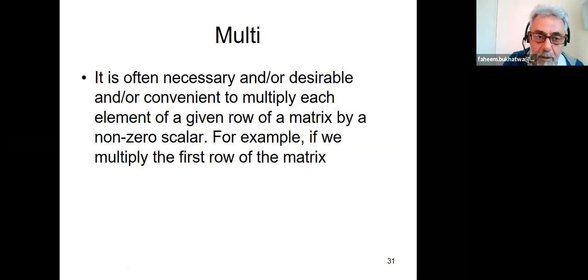Right. The other operation is called the multiply. It's often necessary, desirable, or convenient to multiply each element of a given row of a matrix by a non-zero scalar. So this is another technique. We're going to have maybe 3 of those. If we keep doing them to a matrix, we might be able to find out its inverse, either exchange rows or just pick one row and multiply its elements by some number.